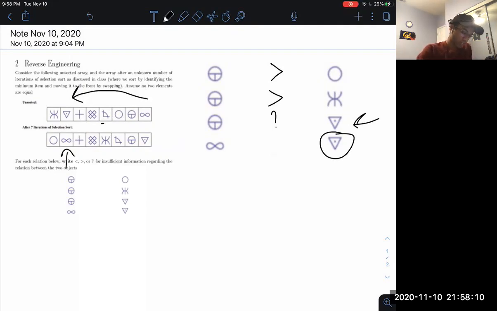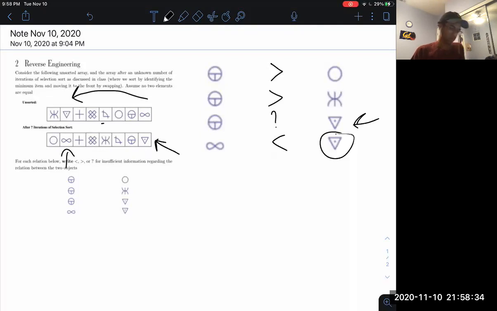And so in either of those cases, since the infinity symbol is the second smallest element in the list, it has to be less than this triangle, because either the triangle is the greatest element in the list, or it's been unsorted, in which case it has to be greater than the infinity symbol. Otherwise, we would have dealt with it before.